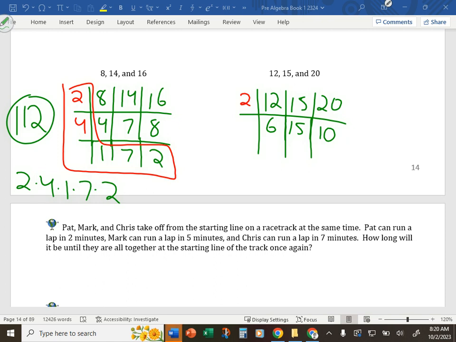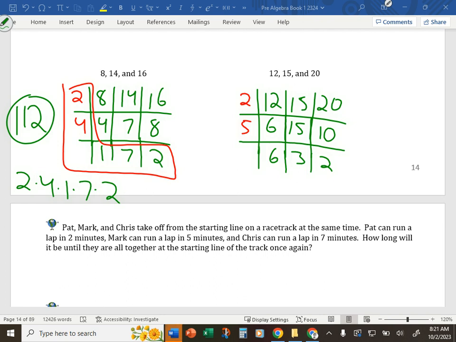Take out a 5, because a 5 can be taken out of 15 and 10. Not the 6, but that's okay. It'll still just be 6. 15 divided by 5 is 3. 10 divided by 5 is 2. Now are we done? This is going to be a big L. What can we take out now?